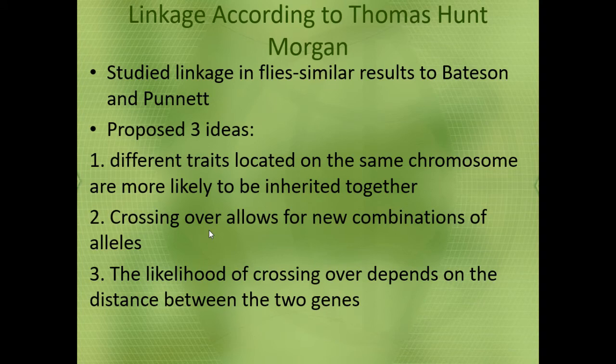So we're going to move away from Mendel for a little bit here, and we're talking about linkage according to Thomas Hunt Morgan. He studied linkage in flies, similar to the results of Bateson and Punnett, and he proposed 3 ideas. He said different traits located on the same chromosome are more likely to be inherited together. Crossing over is going to allow for new combinations of alleles, and the likelihood of crossing over depends on the distance between the two genes.